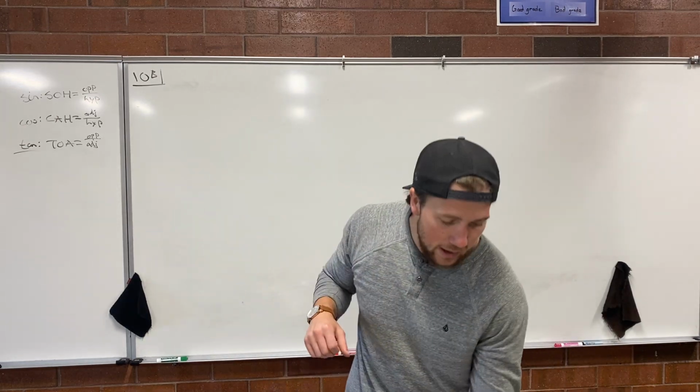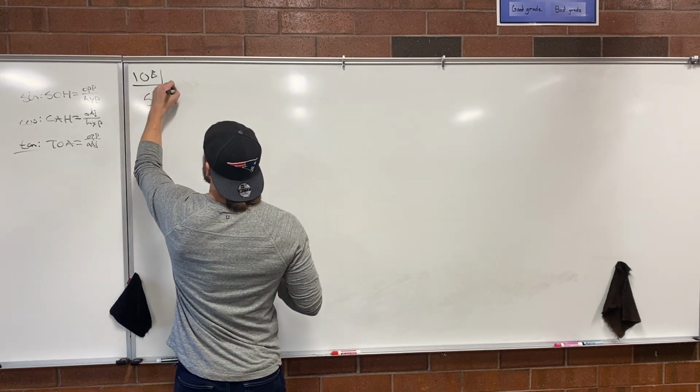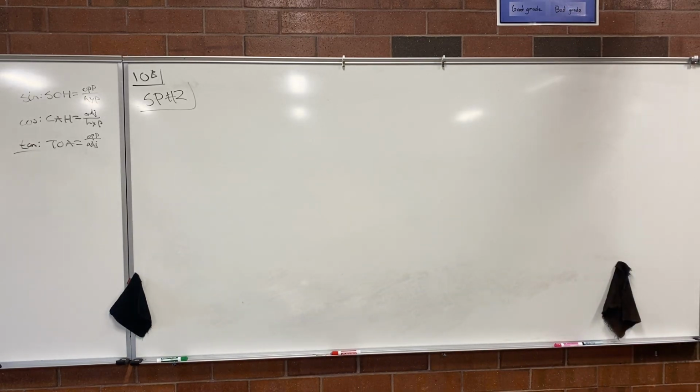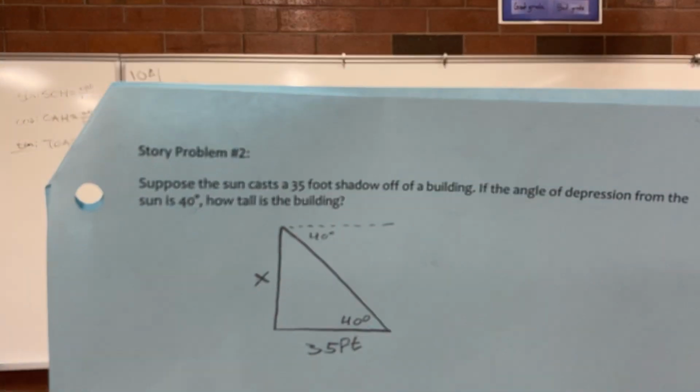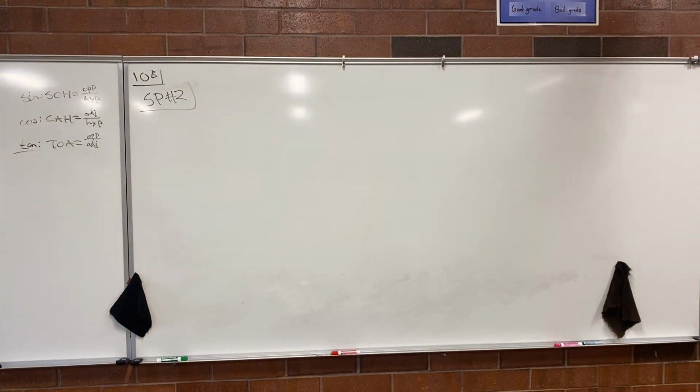Okay, so to get back on track, story problem number 2. Let's just read it off. Suppose that the sun casts a 35-foot shadow off of a building. If the angle of depression from the sun is 40 degrees, how tall is the building?